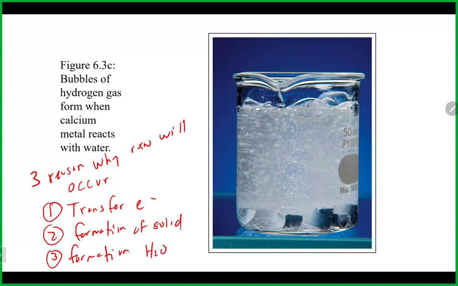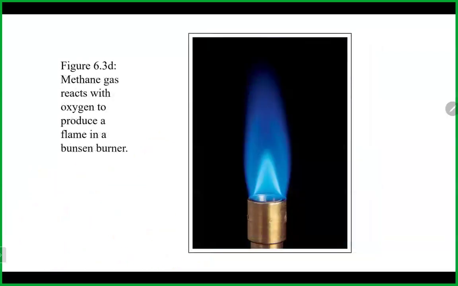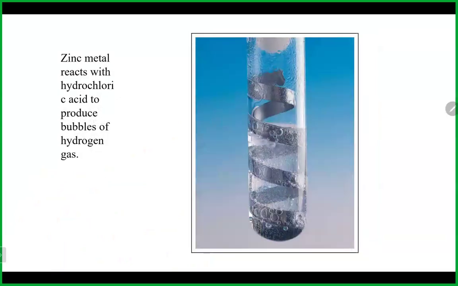As we'll talk about when we talk about different types of reactions, which is in chapter 7, you pretty much could boil down every single chemical reaction to one of those three things occurring. Either there's some electrons being transferred, there's some type of solid being made, or you make water. Pretty much they all boil down to one of those three things. And obviously that's a flame from your Bunsen burner. There's the metal reacting, creating again gas bubbles as we see here as a result of that.